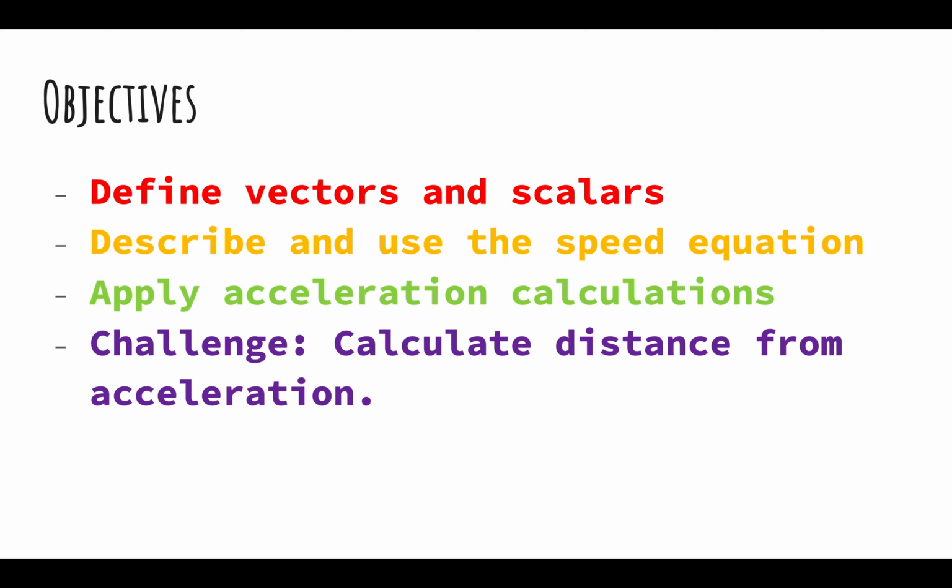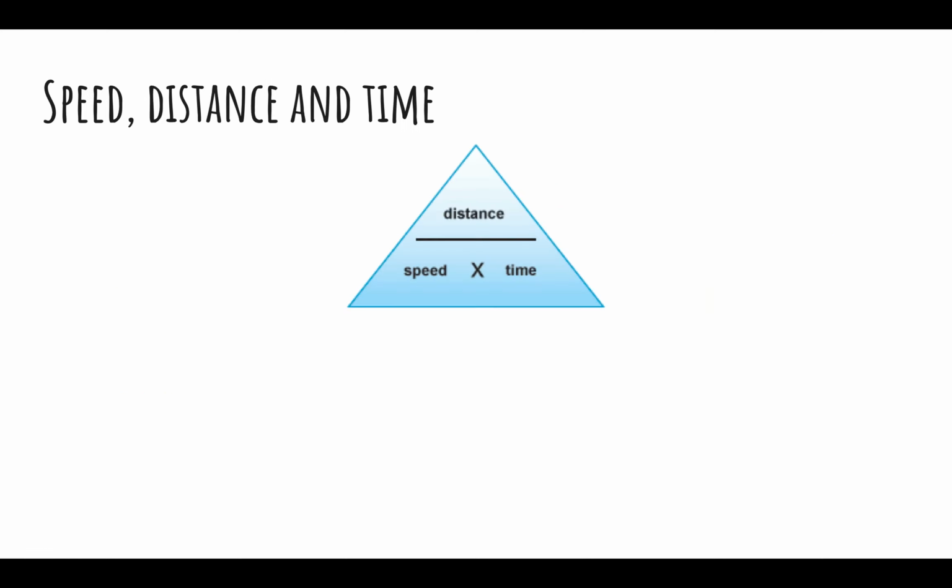Okay, so now we're going to move on to the speed equation. I know we've been talking about vectors and scalars. It could also be called the velocity equation if we change one or two variables. So now I'm going to look at this speed equation, a very famous equation.